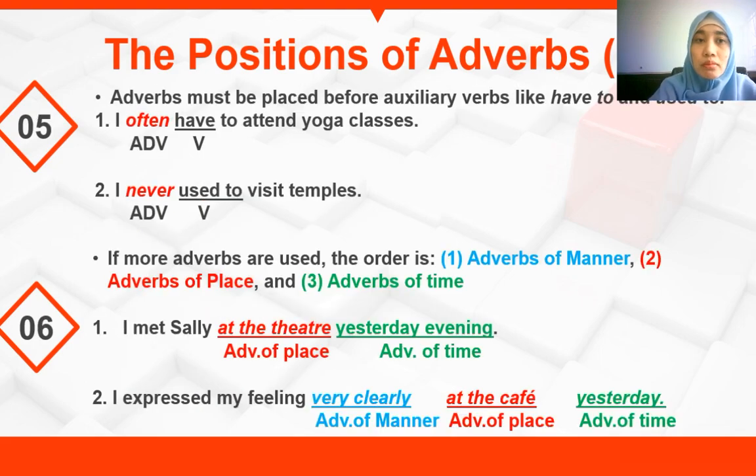Next one. Adverbs must be placed before auxiliary verbs like have to and used to. So whenever you have the verbs have to or used to, you have to put the adverb before the auxiliary verb. For example, I often have to attend yoga classes. Have to is like must. So here, often is an adverb which is placed before the verb or the auxiliary verb have to.